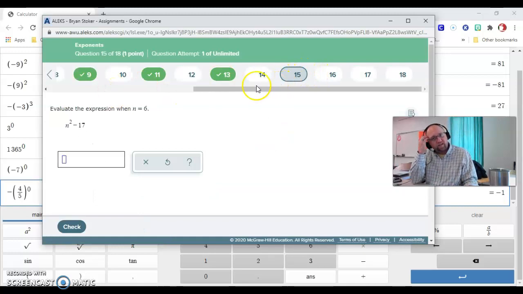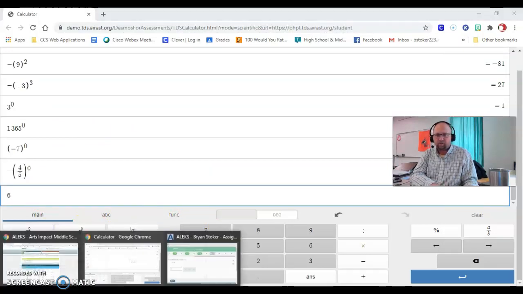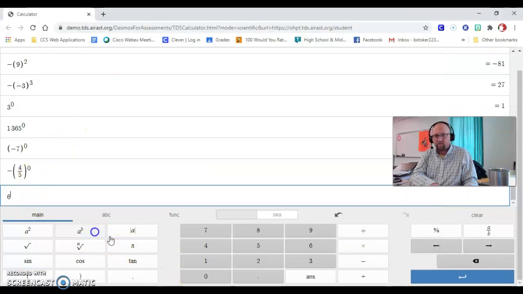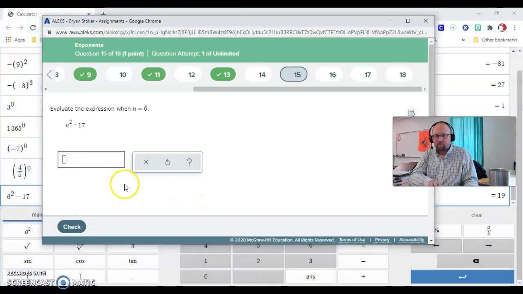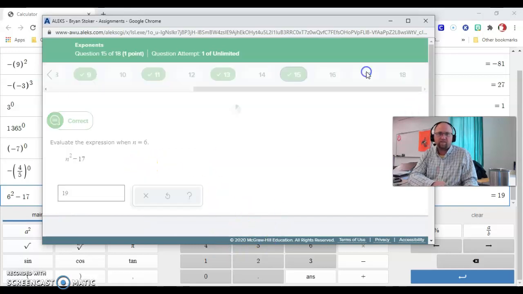Okay, number 15 is fairly simple. Number 15, all you're doing is evaluate the expression when n equals 6. So this is just n squared minus 17, and n is 6. So again, I just come to my calculator, and I honestly would go 6, let me make sure I have this right, 6 squared minus 17. So I'm going to have 6 squared, then minus 17, and my answer is 19. So I would enter 19 and check it, and I'm good there. And then lastly, 17.